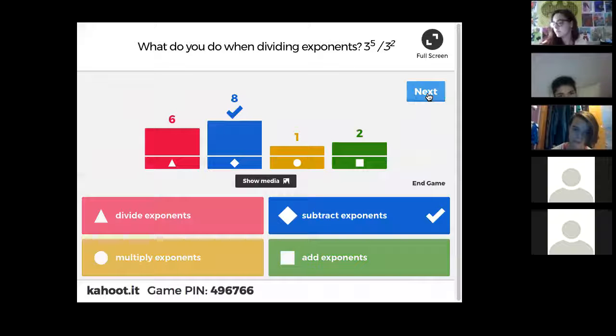So we subtract the exponents when one's on top of the other, as long as the bases are the same. In this case, 3 to the 5th divided by 3 to the 2nd, it's the same base, so we can just subtract the exponents. If we had something like 3 to the 5th divided by 5 to the 2nd, we can't do that, because they're different bases.